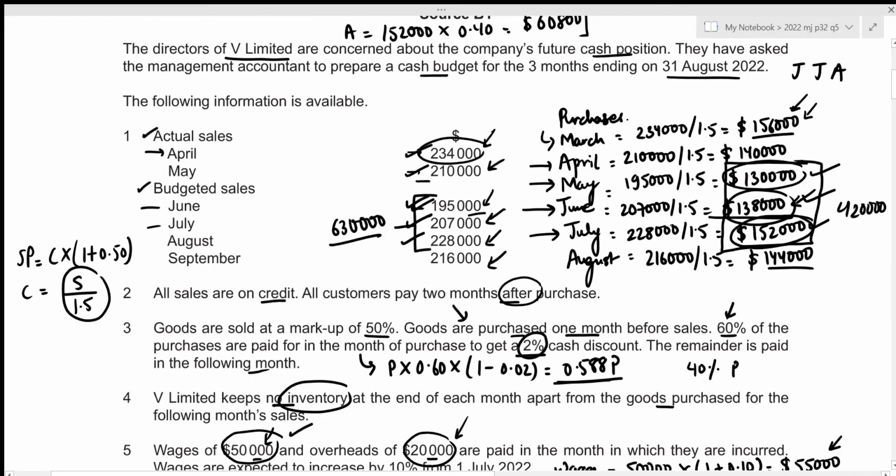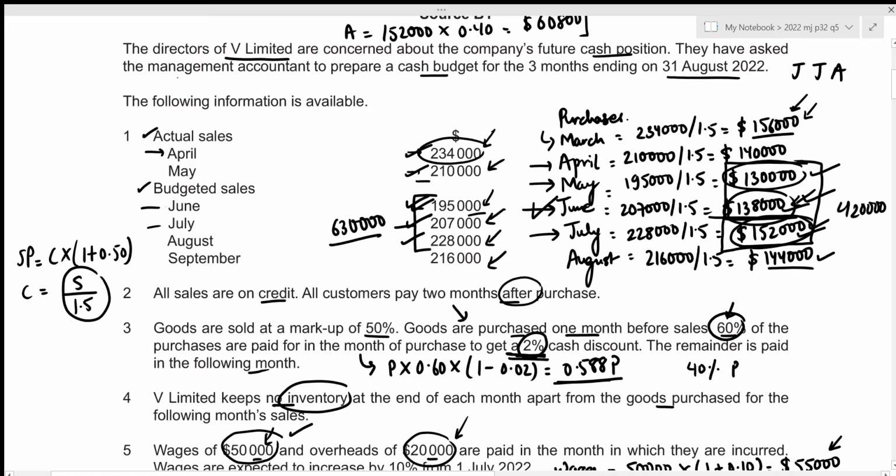And we have been told that we get a 2% discount on the 60% of purchases. Now again, this might be a bit tricky because we are talking about the month of June, right? Which means that we are making the payment for 138,000 this month. So we'll be getting the discount corresponding to this value of 138,000. Similarly, for the month of July, we'll be getting the discount corresponding to this value. And for the month of August, we'll be getting discount corresponding to this value.